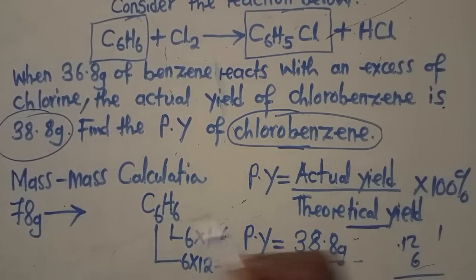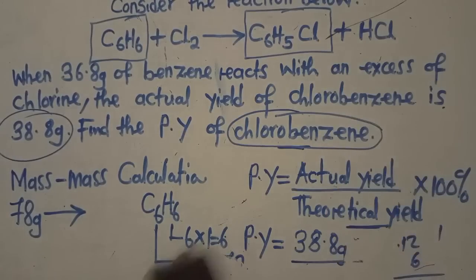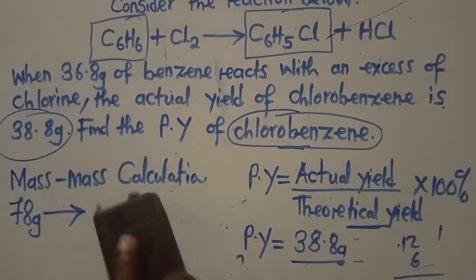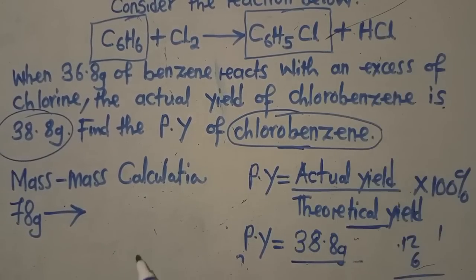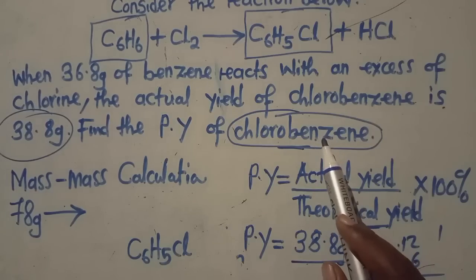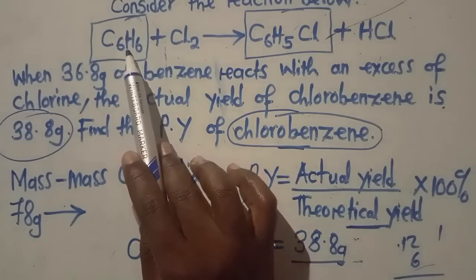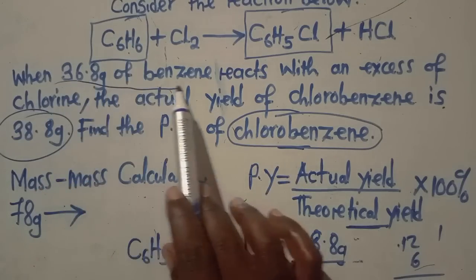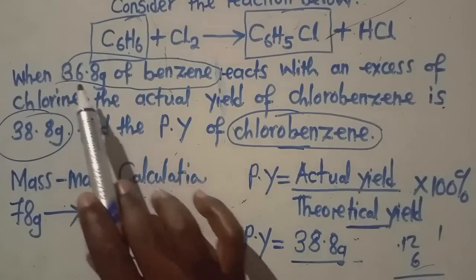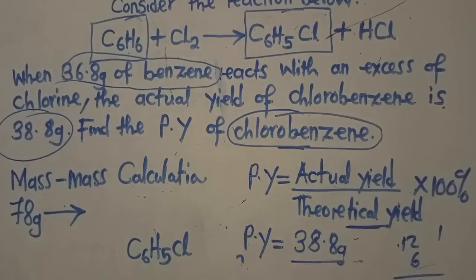Then chlorobenzene, this one that is given, I also do the same. I'm just doing these things so that I know how to go about them. So that is C6H5Cl. Why am I using chlorobenzene? First, because that is what I'm told to find. Then the reason why I'm using benzene is because it is the one that helps me to find the mass of this one.